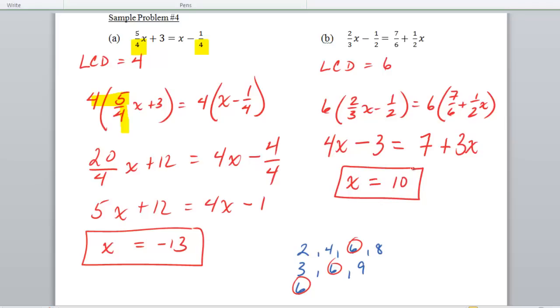So hopefully by using the least common denominator, you will eliminate fractions and thus make the problem easier to solve until the end, where you may or may not get fractions as an answer. Okay, I hope that helps you overcome your fear of dealing with fractions.